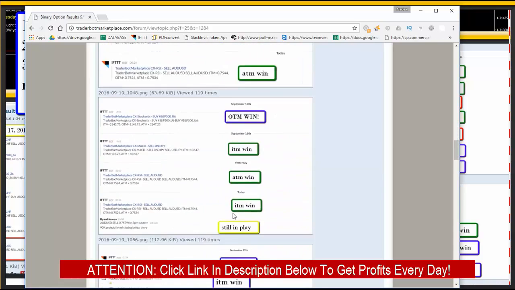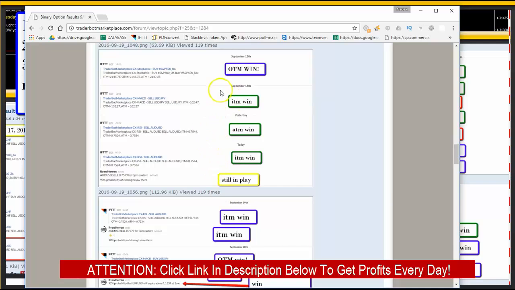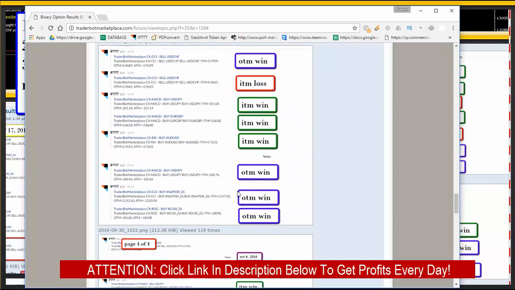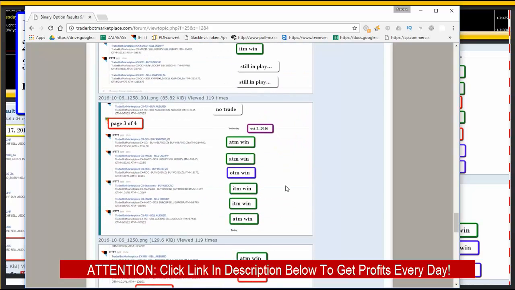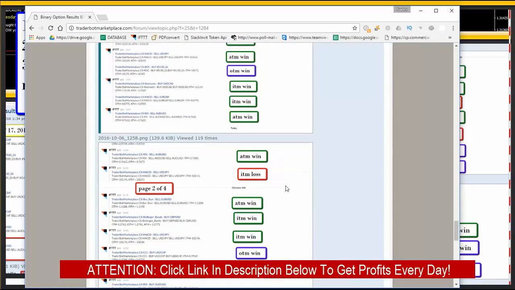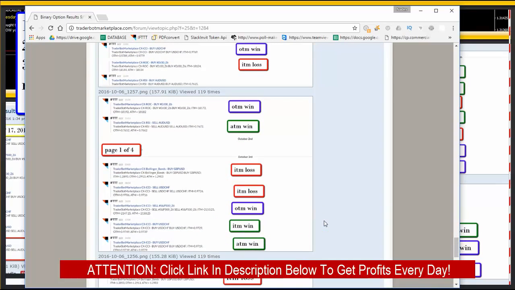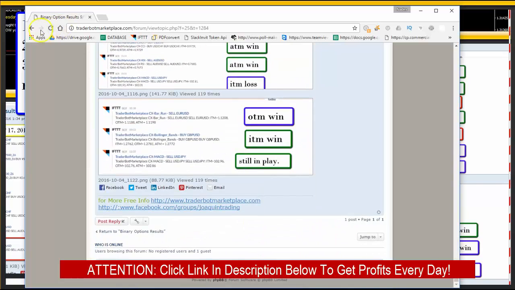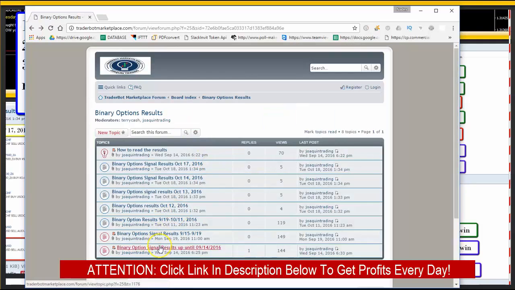And what you're doing here is trying to find the maximum number of losses in between these OTM wins. I'm trying to find a string of them. Here's 4. Okay, here we go. 1, 2, 3, 4, 5, 6, 7, 8. There's 8 in between the OTM wins. There's that page, so there's 8. 8 is the maximum.